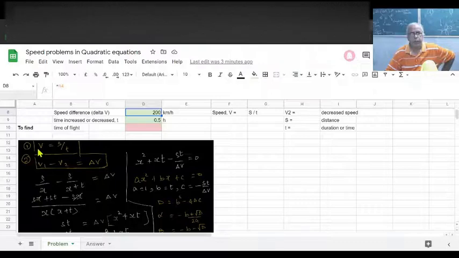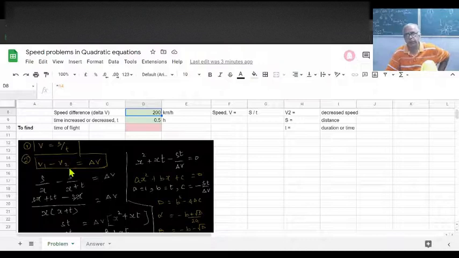We know already v is equal to s by t, and the difference in velocity or speed is equal to delta v. Now this v1, which is the normal speed, can be replaced by s by x, because we have taken the time of flight as normal time x. So in that case s by x, are you able to follow this? Because v is equal to s by t, I have taken v1 as the normal, so s by x. And what about v2? That is the slowed down speed, with the increase in time.